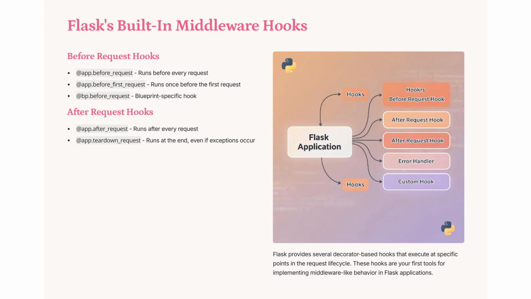Flask offers built-in middleware hooks to manage request lifecycles. Before request hooks like app.before_request run before each request, while app.before_first_request executes once before the first request. Blueprint-specific hooks are available with bp.before_request. After request hooks, such as app.after_request and app.teardown_request, handle post-request actions, even during exceptions, enabling robust middleware implementation.